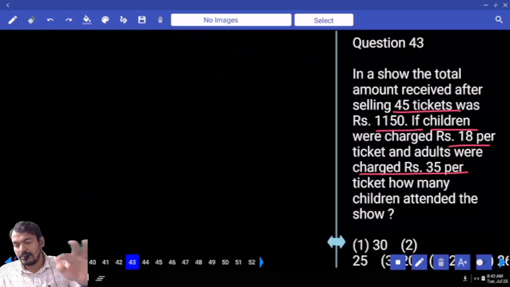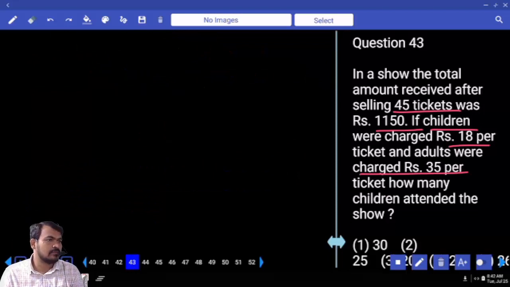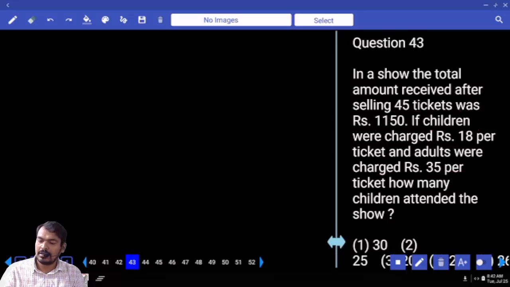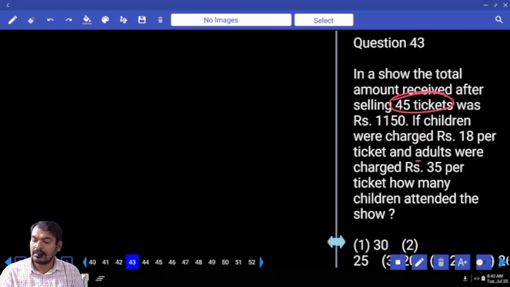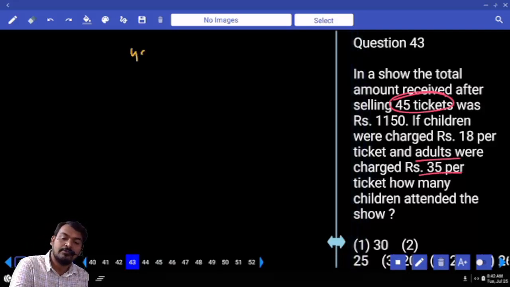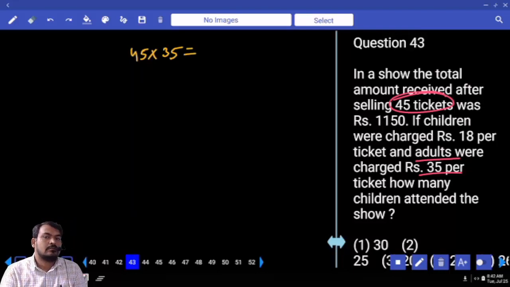But we require the number of children, and by using the reverse method, if we require children, then take the data of adults. How many tickets are there? 45. What is each adult value? 35. 45 into 35, that is how much? If all are considered adults, how much amount are we getting? 45 into 35 is 1575. Actually it is 40 square minus 5 square. What is 40 square? 1600. What is 5 square? 25. 1600 minus 25 is 1575.